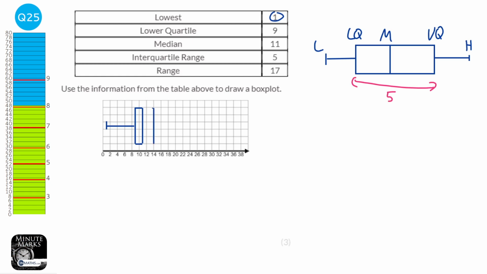and then complete our box plot. Here we go. Now the range is the total distance, or the total width, of our box plot. So that's 17. So that's going to be 17 higher than the lowest value. Now the lowest value is 1, so 1 plus 17 is going to be 18. So I'm just going to, there we are, and we're going to have that at 18. And again, I'm just going to put a line there.